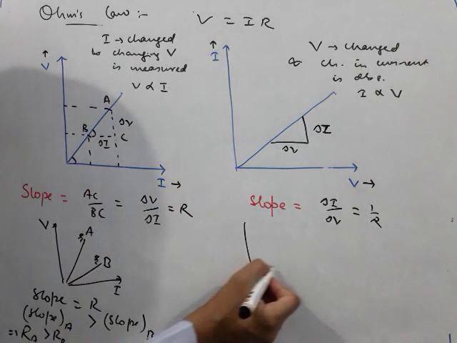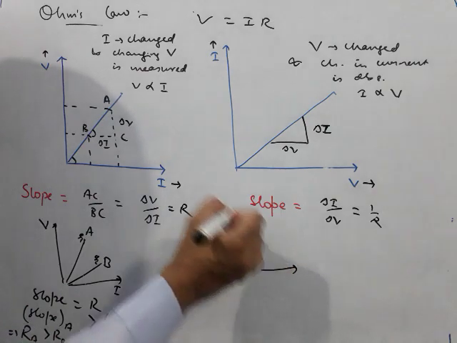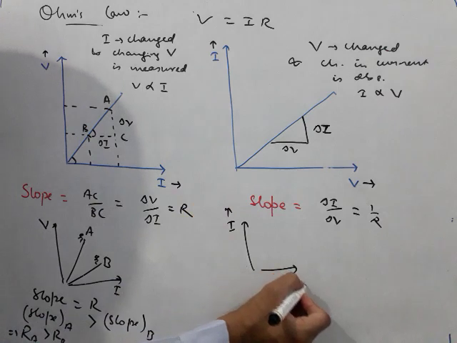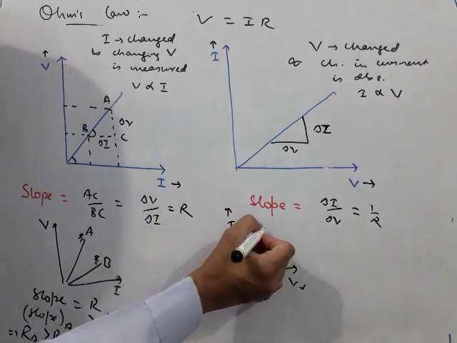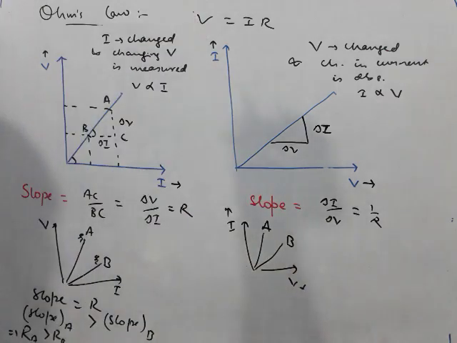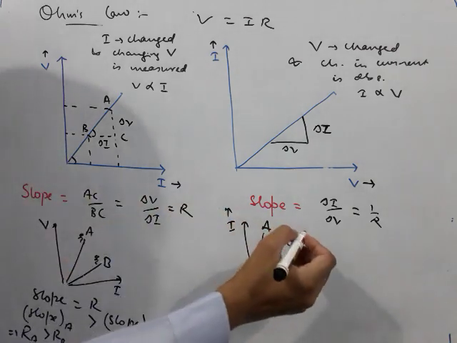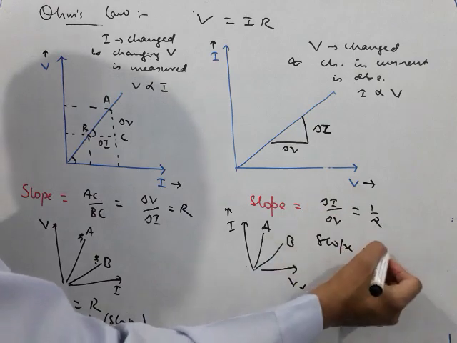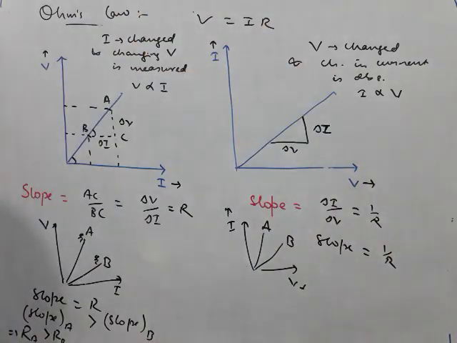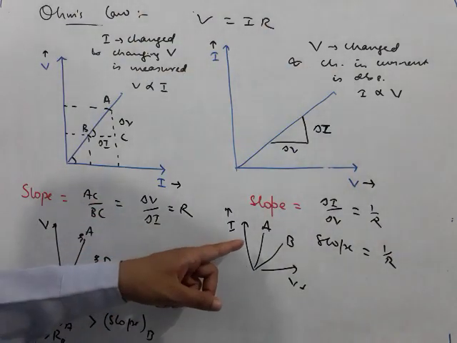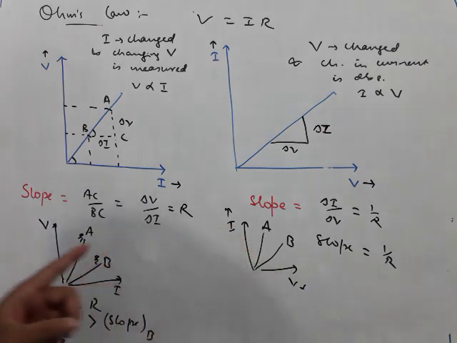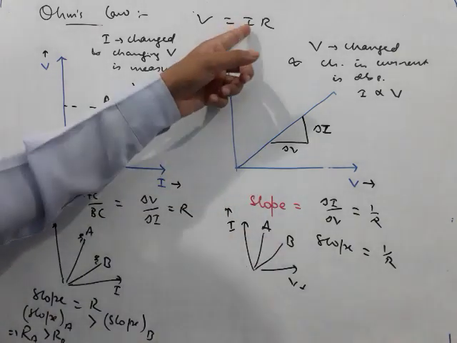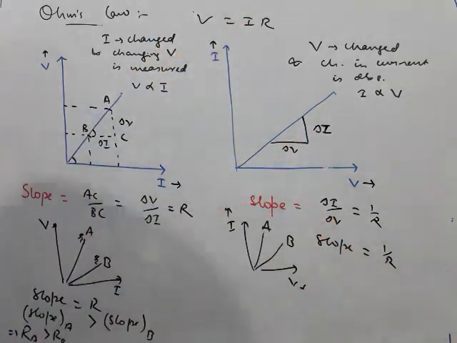Same kind of graph if it is given like this. Instead of V versus I, if it is I versus V, and similar figure, this is A, this is B. Then in this case you should remember, students, slope is equal to how much we have discussed? Is equal to 1 by R. So don't try to memorize, just to see. Slope in this case will be I by V. Slope is here V by I, here it will be I by V. So I by V will be how much? 1 by R. So slope is equal to 1 by R.